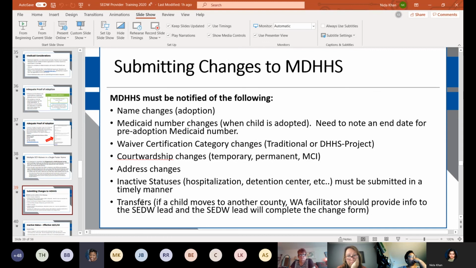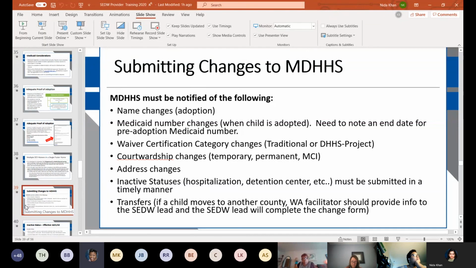So it's important to note that we need an end date for their pre-adoption Medicaid number, meaning the Medicaid number while they were in foster care. That's usually going to be the last date of a month. So we are going to need what month the pre-adoption Medicaid number ended. And then, of course, we know that the first day of the following month, ideally, should be the date of the new Medicaid number. Very important to submit that, because that impacts billing and reimbursement for the SED waiver.